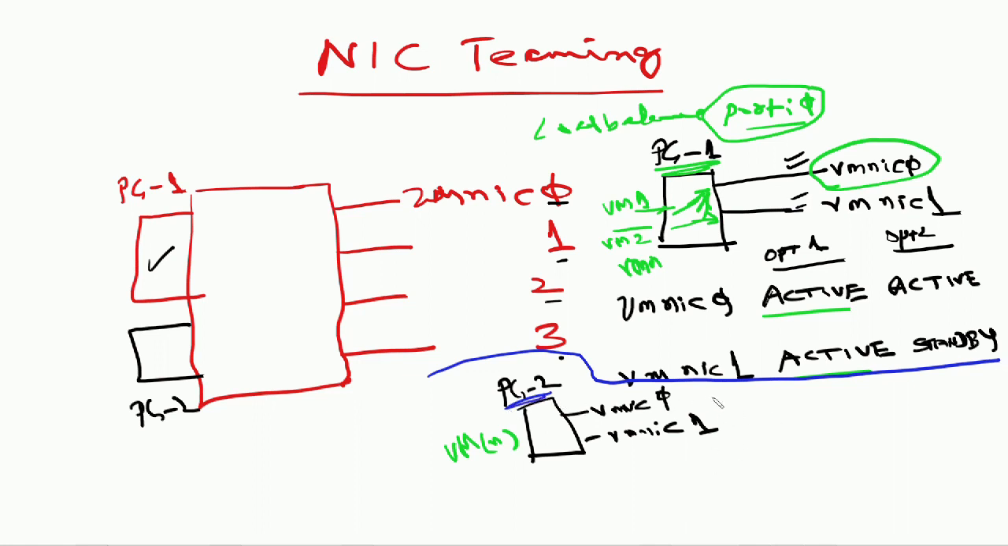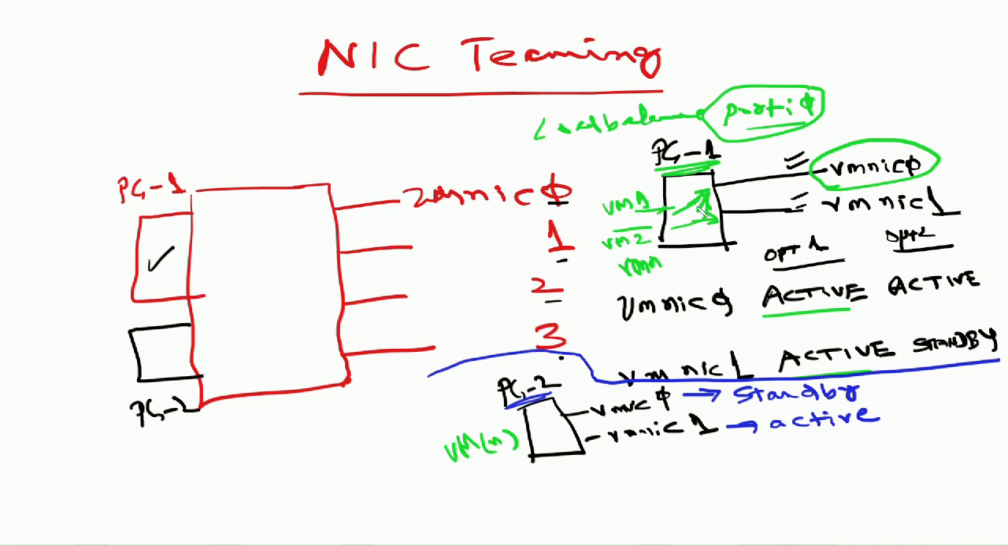So VM NIC 0. One of the options you can have is to actually make it standby for that port group, and you can make VM NIC 1 active. Now this is a pretty good solution, and this design pattern is actually used quite a bit. So you can see what we're doing here.